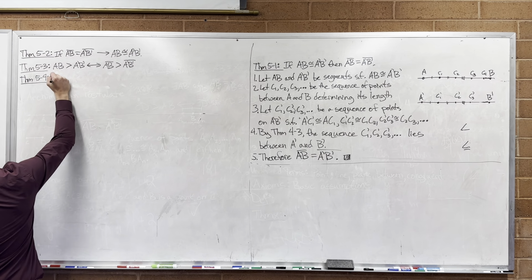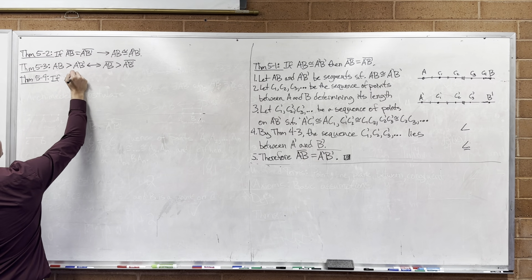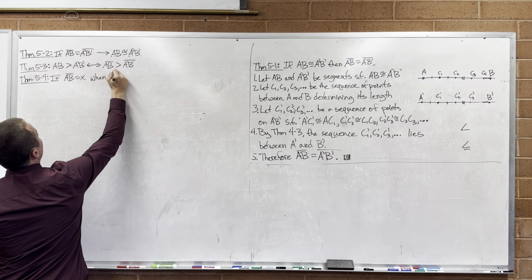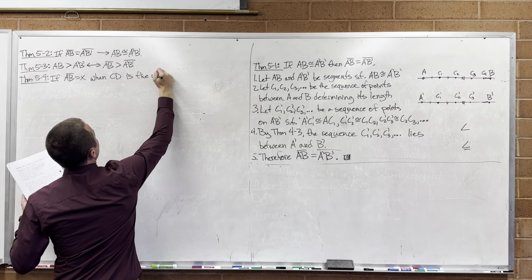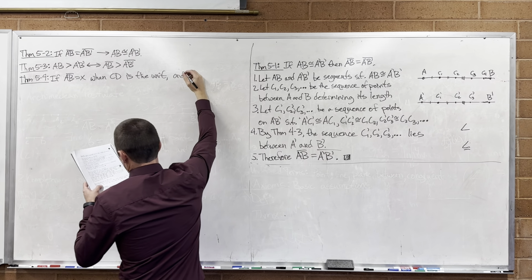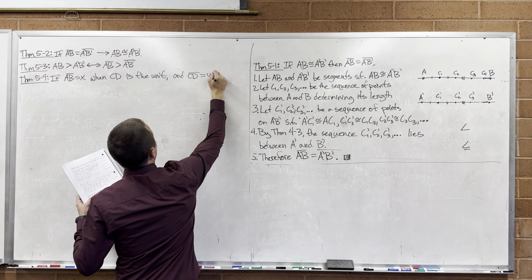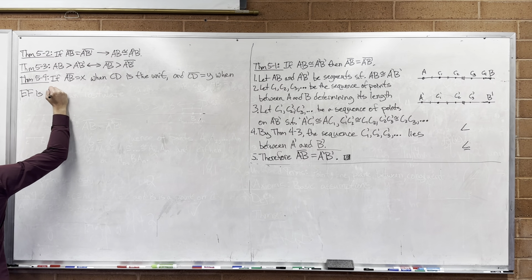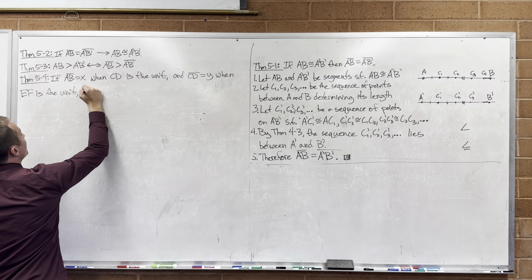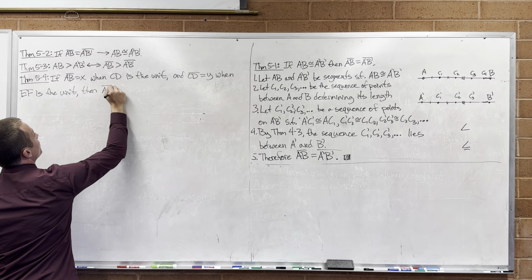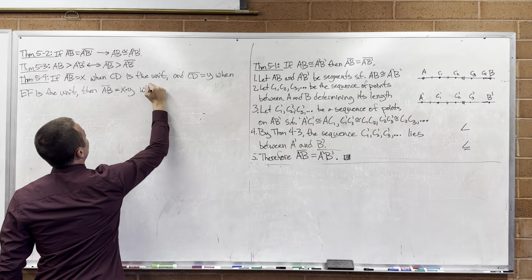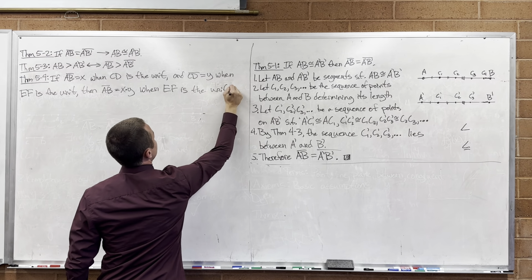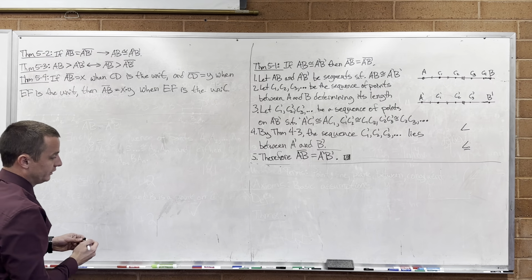But this one says, if the length of AB is equal to x when CD is the unit, and the length of CD is equal to y when EF is the unit, then the length of AB is equal to x times y when EF is the unit. Okay, this is very intuitive. Let's get a picture for that and then we'll come back to our proof.